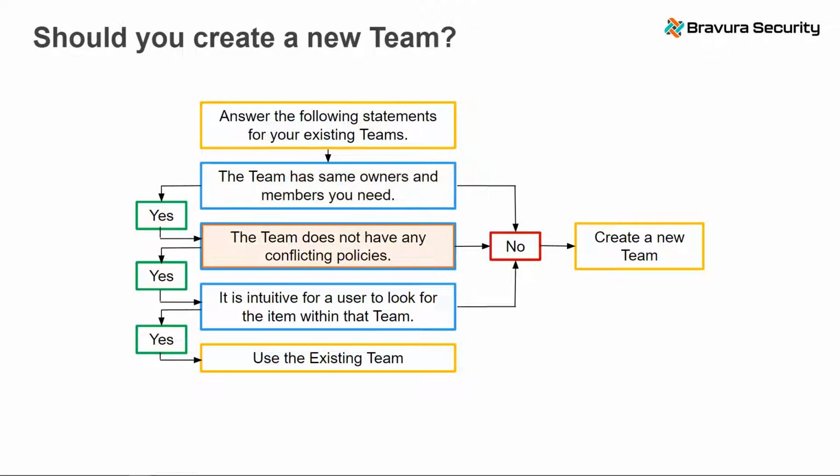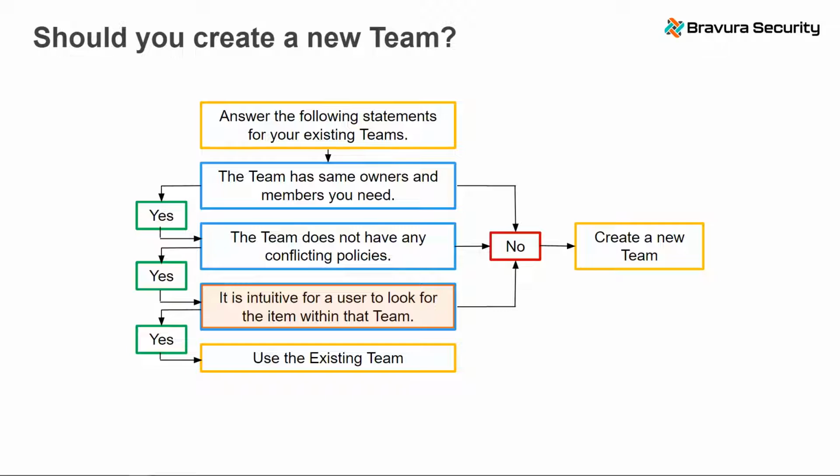Are there any conflicting team policies that interfere with the item being added or the members accessing it? For example, if the marketing team had a password policy that required generated passwords to be a minimum of 16 characters long, but your marketing software login item has a maximum password length of 12 characters, you would need to create a separate marketing team with different policies for that login item.